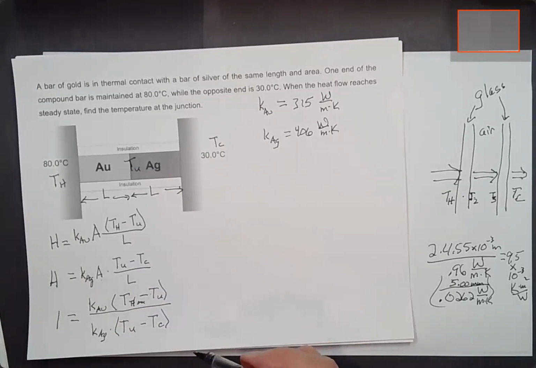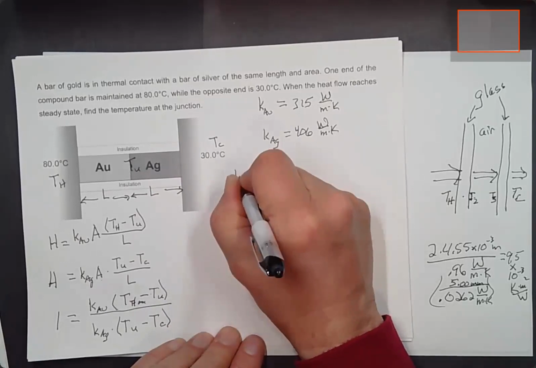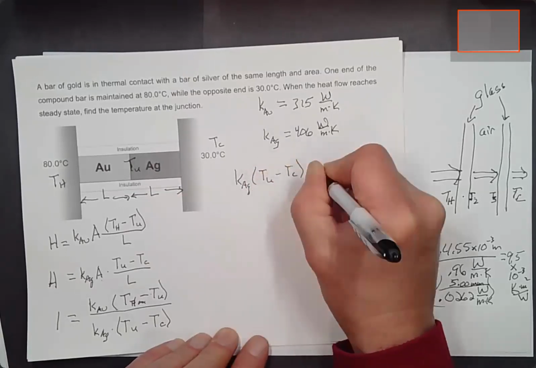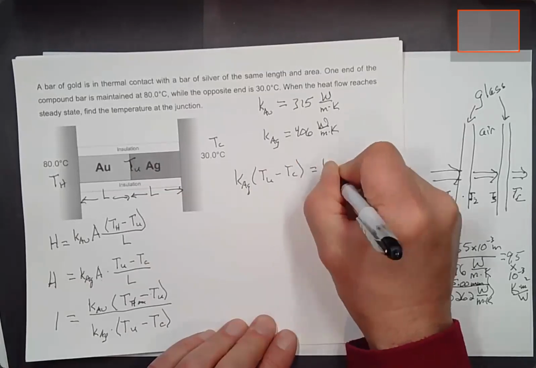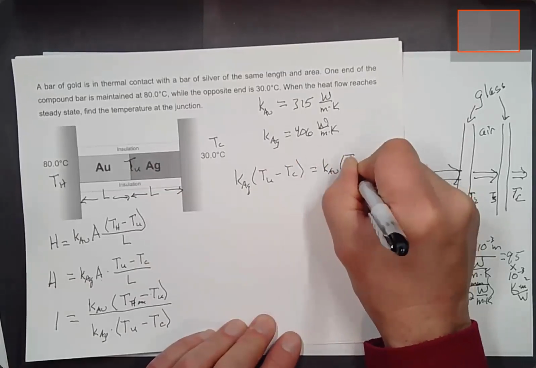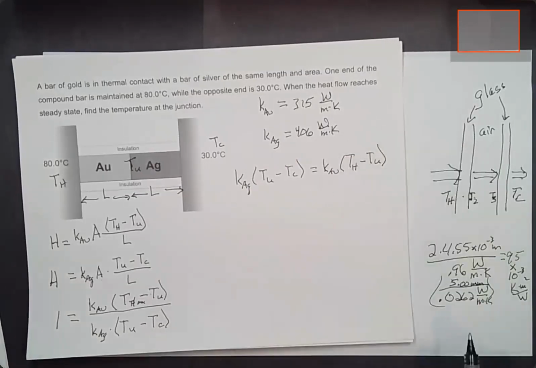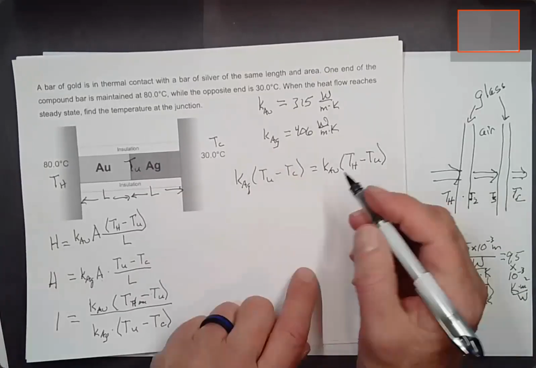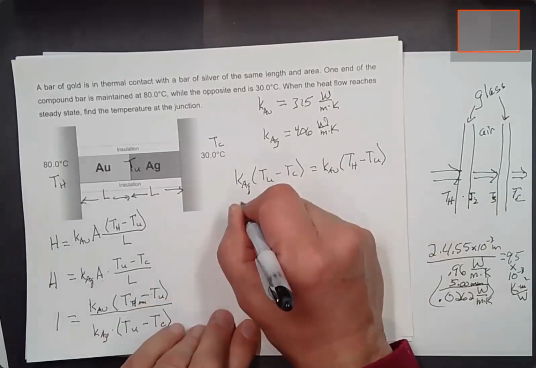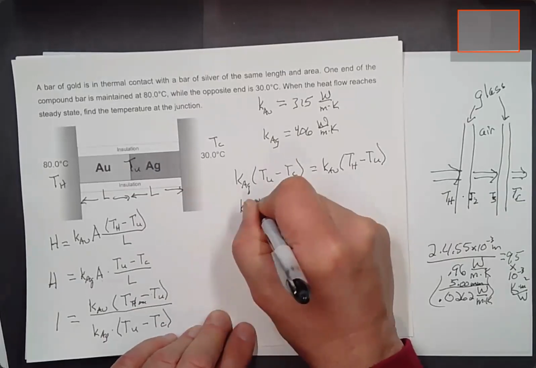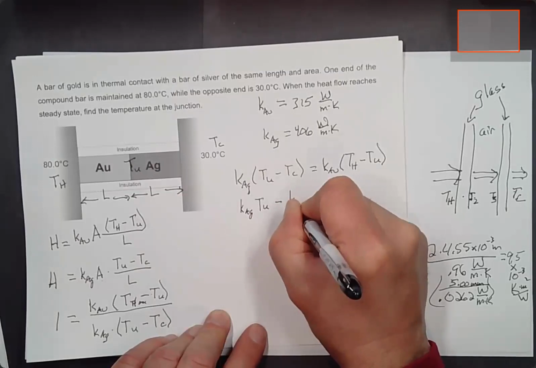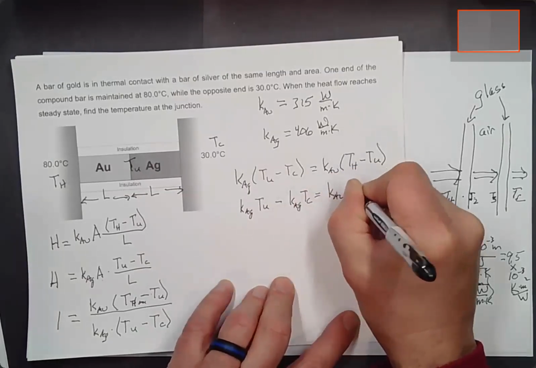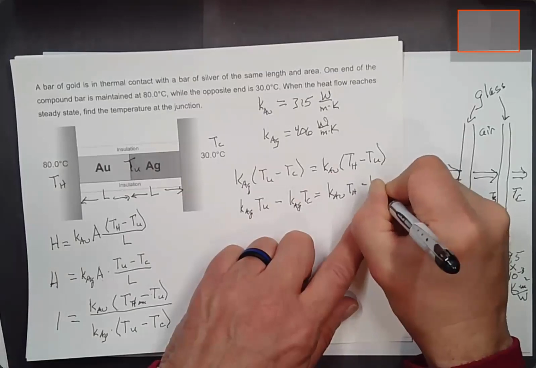Okay, well, that's not so bad anymore. Then I just multiply out from underneath by that, and I'll have KAG times TU minus TC equals KAU times TH minus TU. Well, that's not such a bad problem anymore. Okay, a little algebraic trick, dividing one equation by another. Okay, distribute to get rid of the parentheses. So K sub AG times TU minus K sub AG TC is going to equal K sub AU TH minus K sub AU TU.